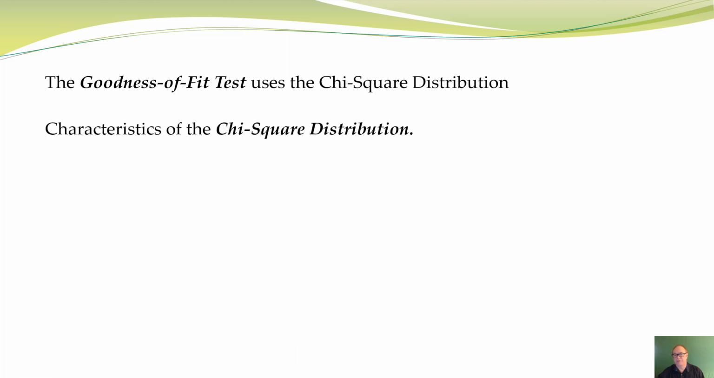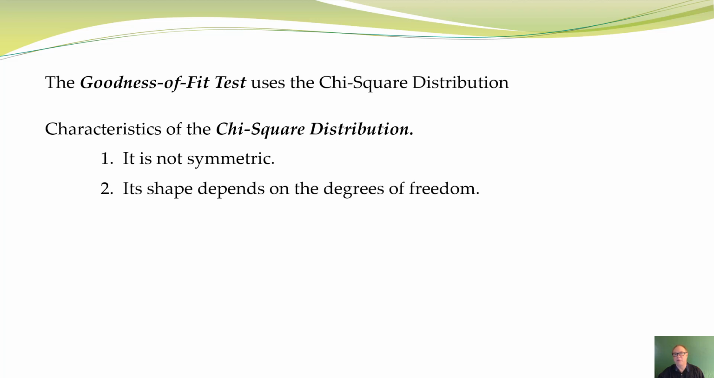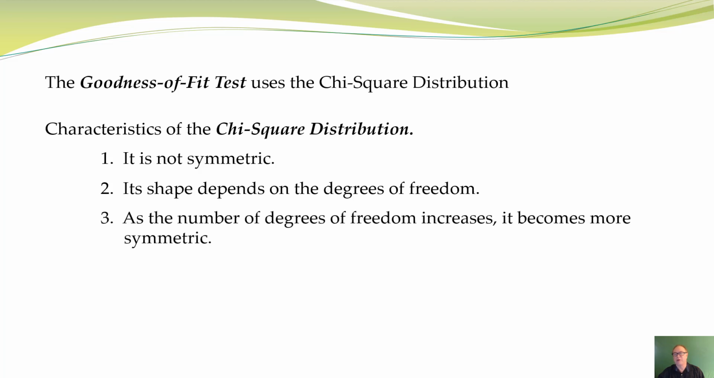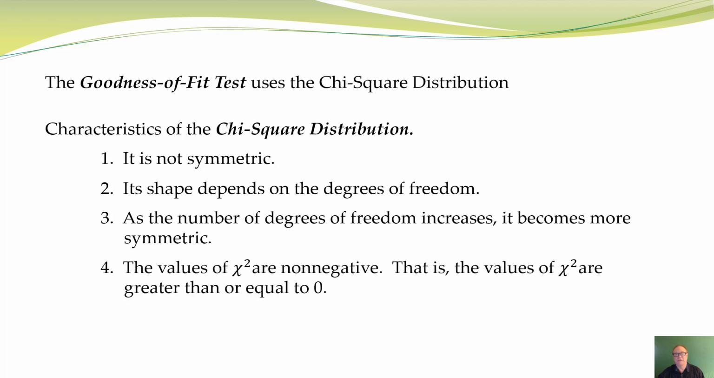Characteristics of the chi-square distribution are: 1. It is not symmetric. 2. Its shape depends on the degrees of freedom. 3. As the number of degrees of freedom increases, it becomes more symmetric. The values of the chi-square are non-negative. That is, the values of chi-square are greater than or equal to 0.